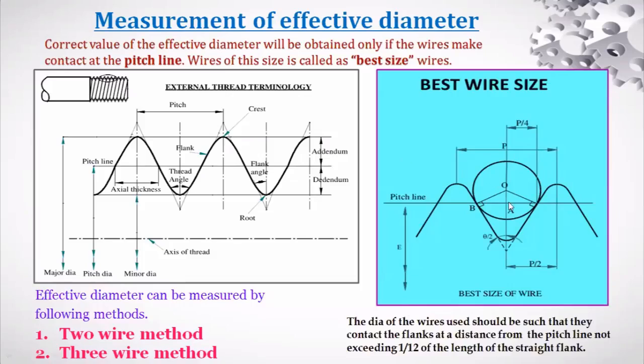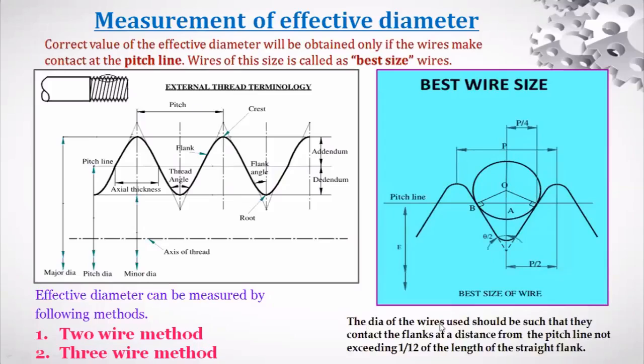The wire, what you are seeing here, if you place that wire, this is the image. If you place that wire, the best size wire has to make contact with the flank like this, right? And there is a condition here. You can read the condition here at the bottom.